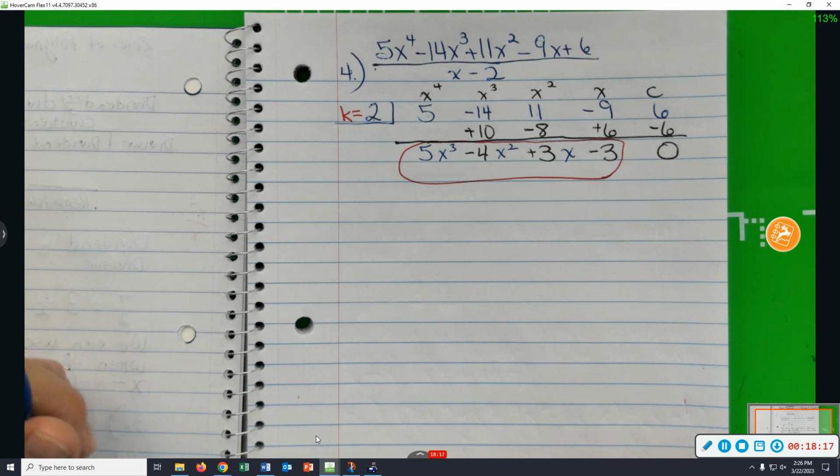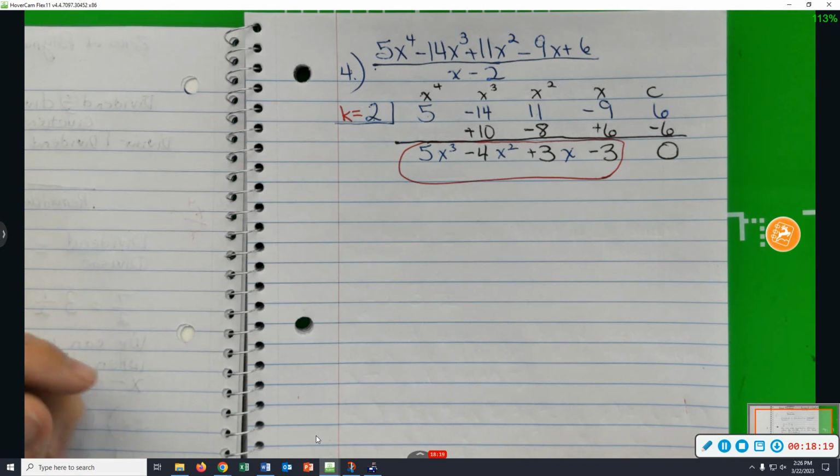Do y'all see the pattern here? I mean, how you carry down and where everything goes. Just looking at the finished product, it's not obvious at all. At least I don't think it is. Okay? And then you leave the 0 out.